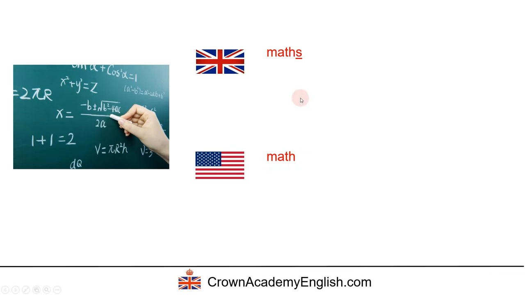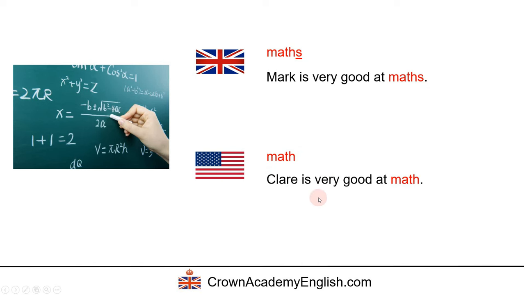So in British English, we say Mark is very good at maths. And in American English, Claire is very good at math. Okay, so it's a very slight, subtle difference, but it is a difference all the same. So if you see this written somewhere, then it is very likely to be written by an American.